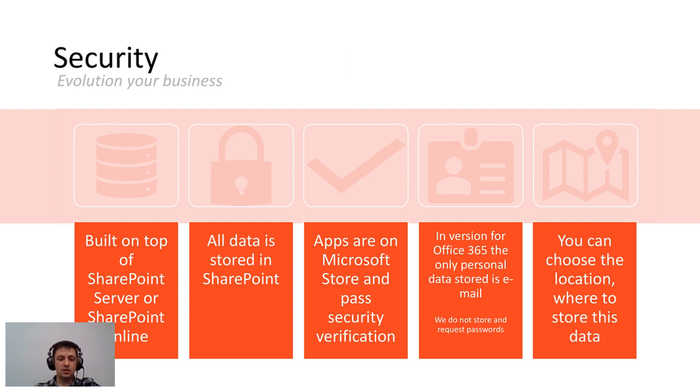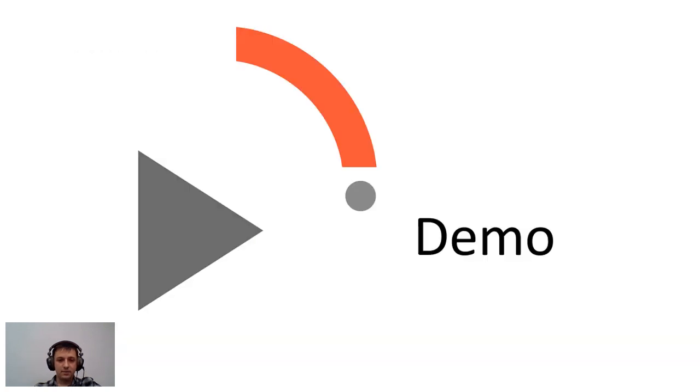Some words about our security. It's built on top of SharePoint Server and SharePoint Online. What is important, all your data is stored in your SharePoint. Our apps in the Microsoft Store are published and passed security verification. Office 365 apps use only a personal email. This is the only personal data which is used, for licensing purposes. And also you can choose the location where to store this data. It can be the United States, it can be Europe, and so on. Okay, so let's go to real use cases.